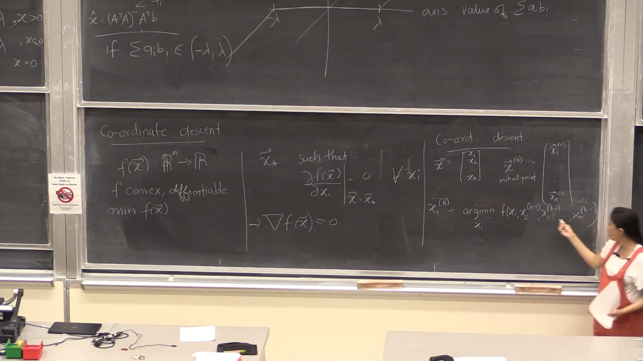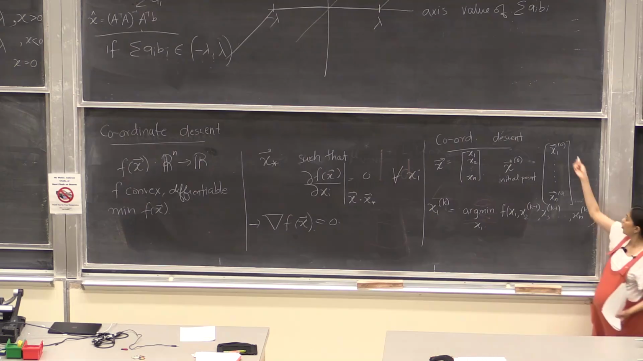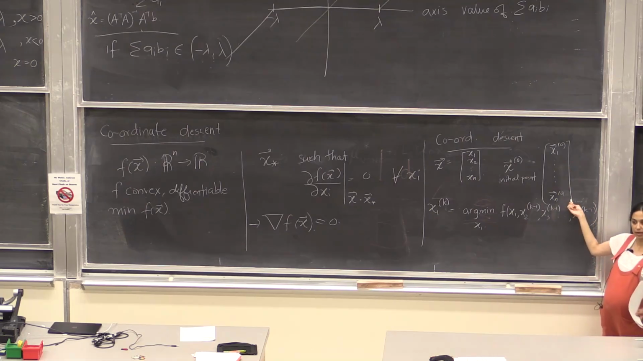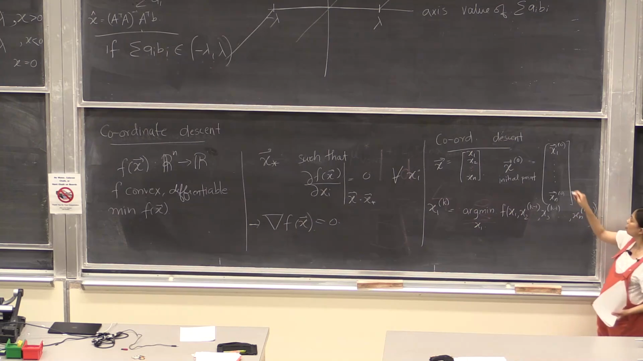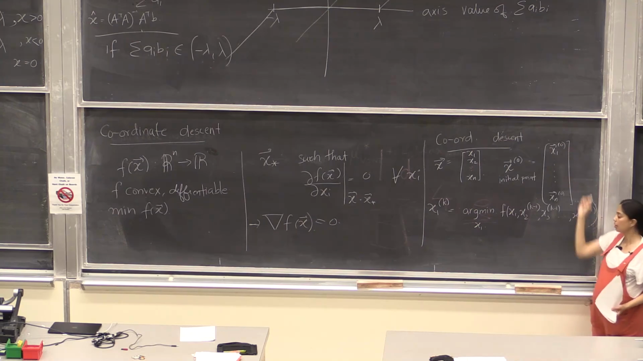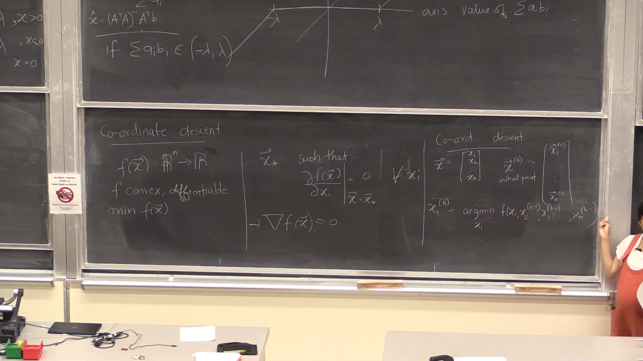And fix all of the other coordinates. So I have some initial point, right? And I say, okay, fix x2 to xn, and now search for whatever first entry minimizes this function, right? So you have a function of n variables, and you turn it into a function of one variable. You turn it into a scalar problem, which is easier to solve than the general vector problem, okay?